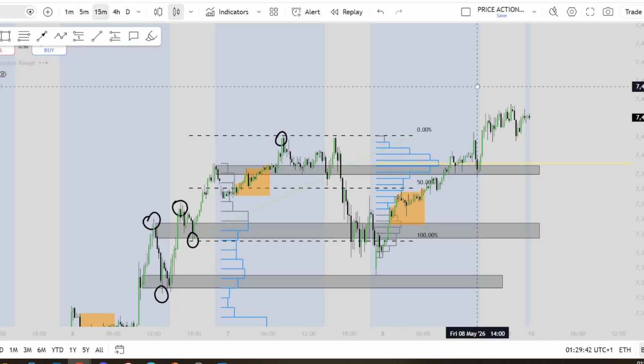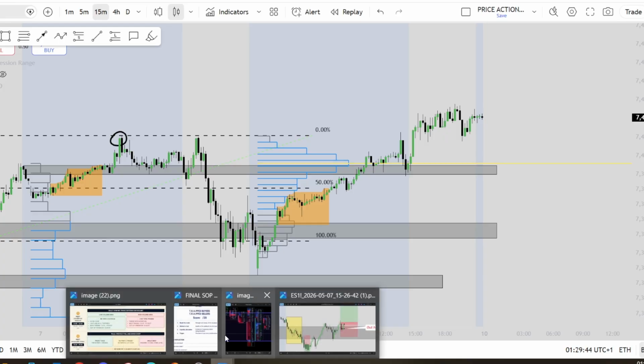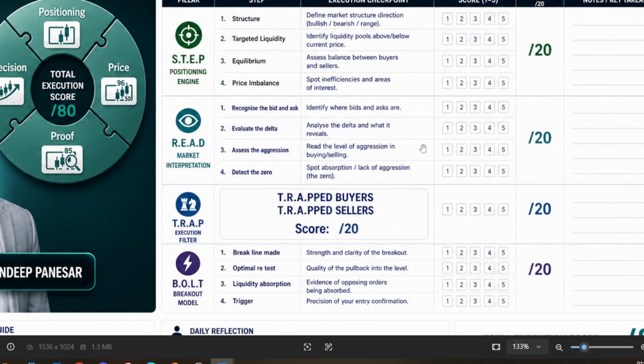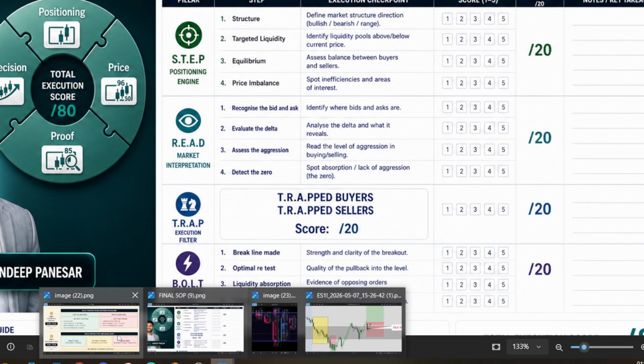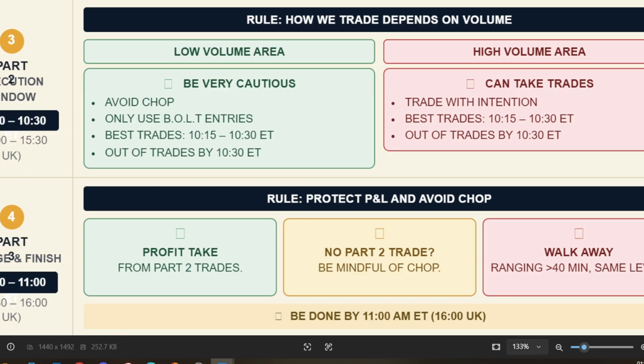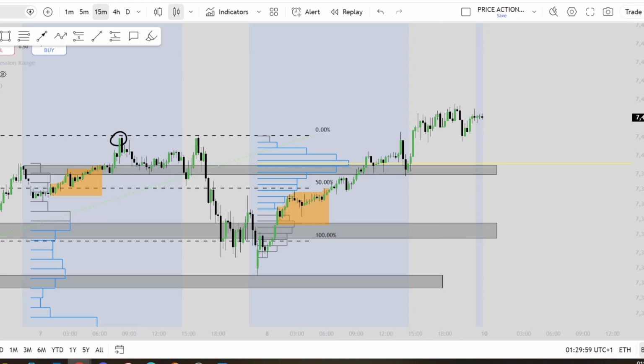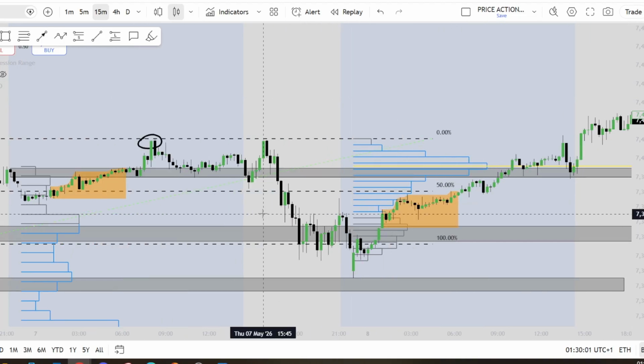So what we've done on Thursday is we've basically gone through the entire Bolt breakout blueprint. Now that trade was situated between 10 and, I can't remember what time the trade hit its target. I genuinely cannot remember. 10:45. Okay, yeah, that's fine.